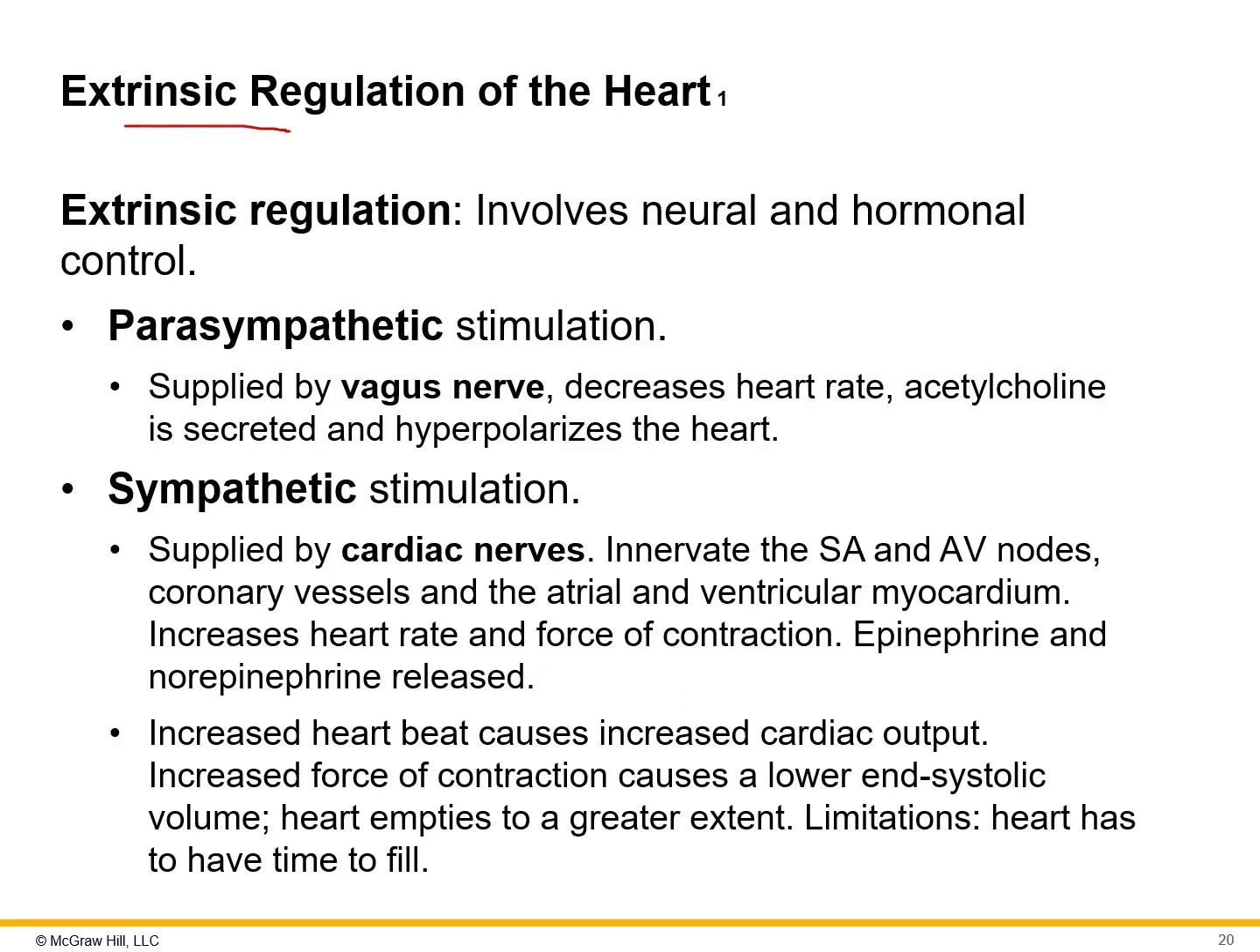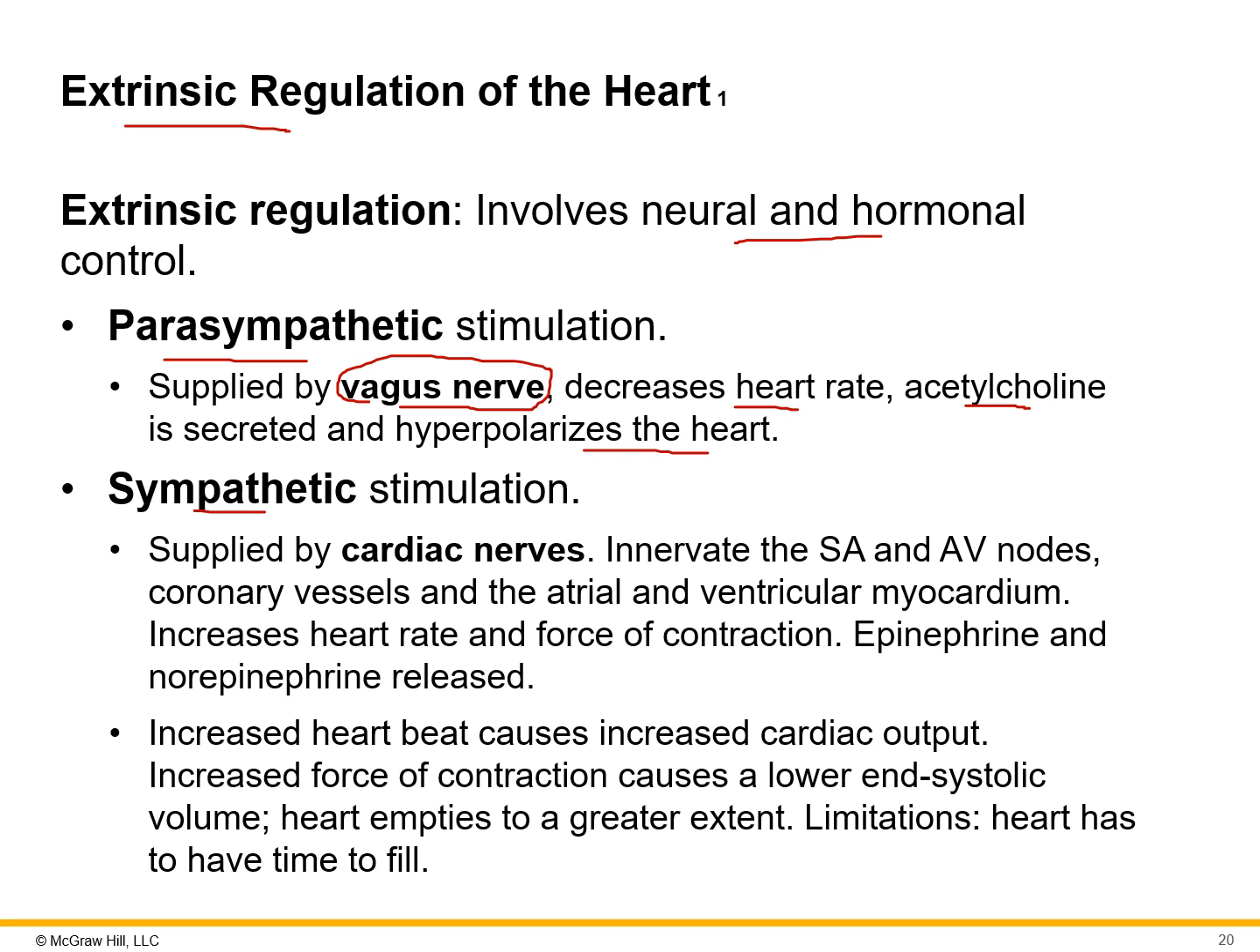Now, if we look at the extrinsic regulation, again, neuronal or hormonal control. So we're back to our nervous system. So our rest or digest, parasympathetic, fight or flight, sympathetic stimulation. So with the parasympathetic, this is supplied by that vagus nerve, one of those cranial nerves. So this decreases the heart rate. Again, rest or digest for slowing things down. Acetylcholine is secreted and hyperpolarizes the heart, meaning it's harder for an action potential to get started to cause contraction.